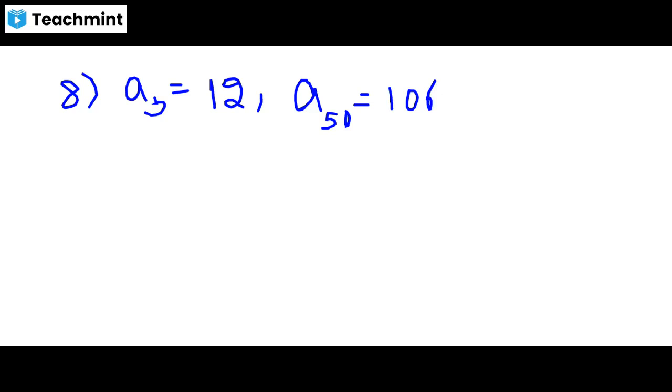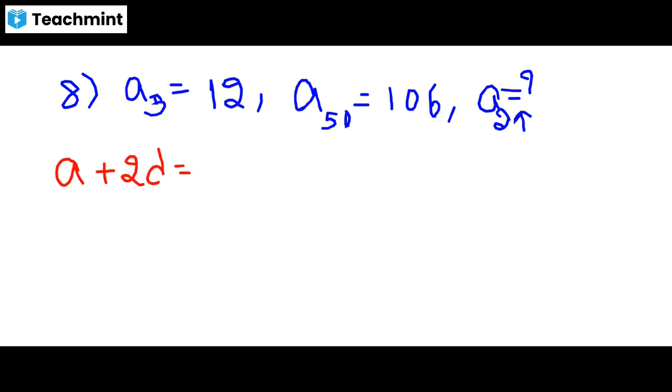Now you should find the 29th term. So A29 you should find in this. Here the third term is 12. This is just like the previous 7th question, how you did. Can anyone tell me how you write A3? A plus 2D, miss. A plus 2D, very good. So A plus 2D is equal to 12.